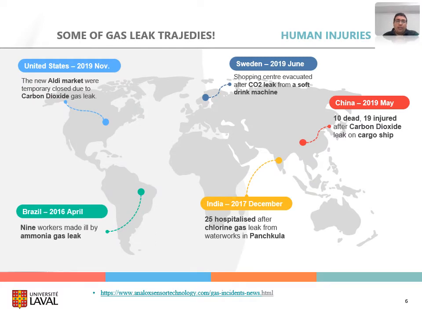There are many tragedies caused by gas leaks all around the world. For example, in 2019, in the United States, a market had to be temporarily closed due to a carbon dioxide gas leak. In China, 2019, 10 people died and 19 were injured after a carbon dioxide leak on a cargo ship. And in India, 25 people were hospitalized after a chlorine gas leak from waterworks.